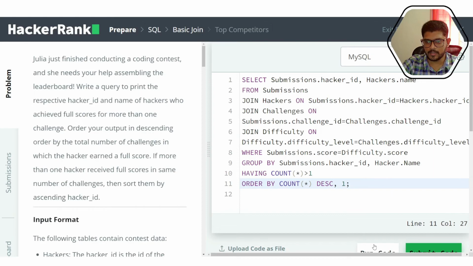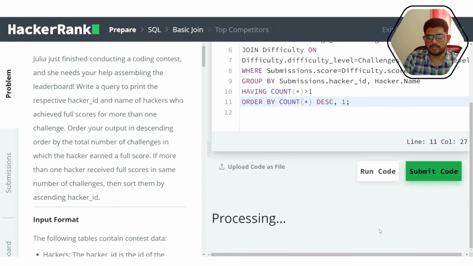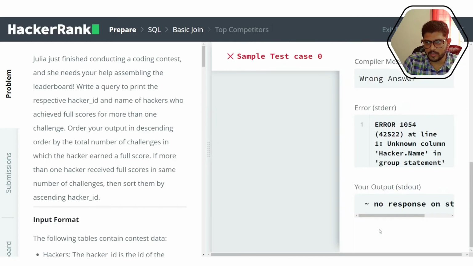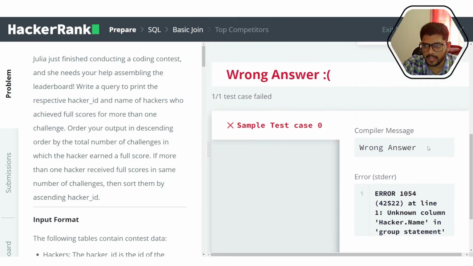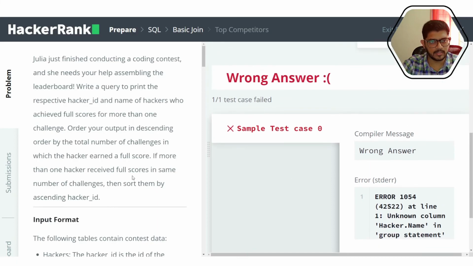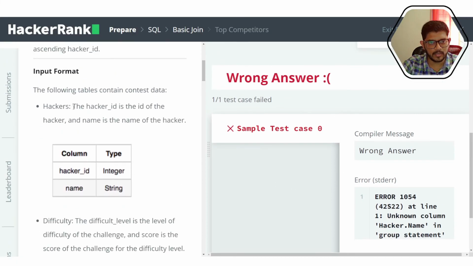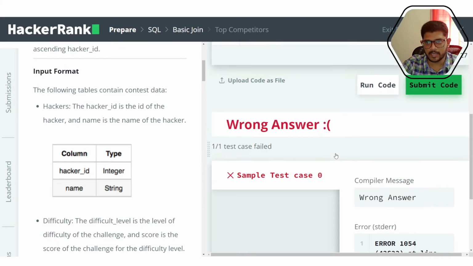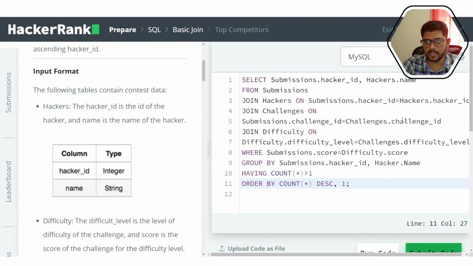So let's run this code, hoping that it won't have any errors. Let's see. Again, it's taking longer than usual. Okay, there is an error. What is the error here? Unknown column hacker.name. The table name is not hacker, it is hackers. So where did I mention hacker.name? Yeah, right here.